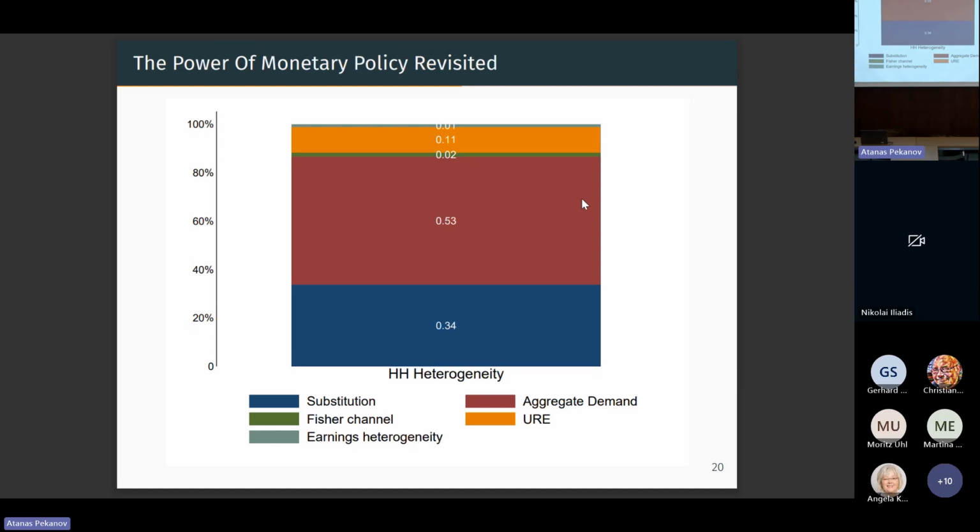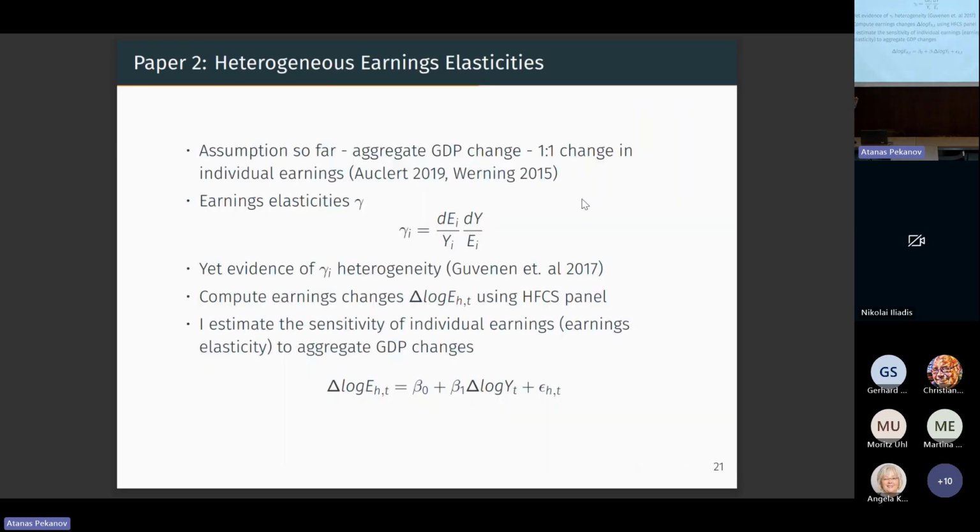would miss in the representative agent. Actually 14%. So it's some of the 3 extra Fisher channel, earnings heterogeneity channel, and unhedged interest rate exposure channel. Now let's go beyond that.